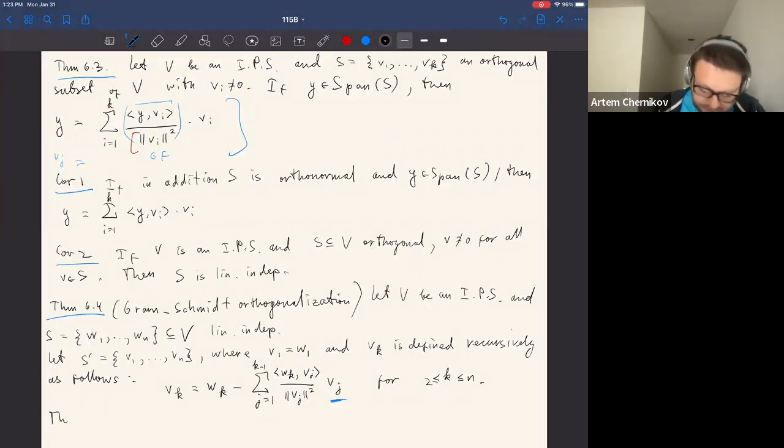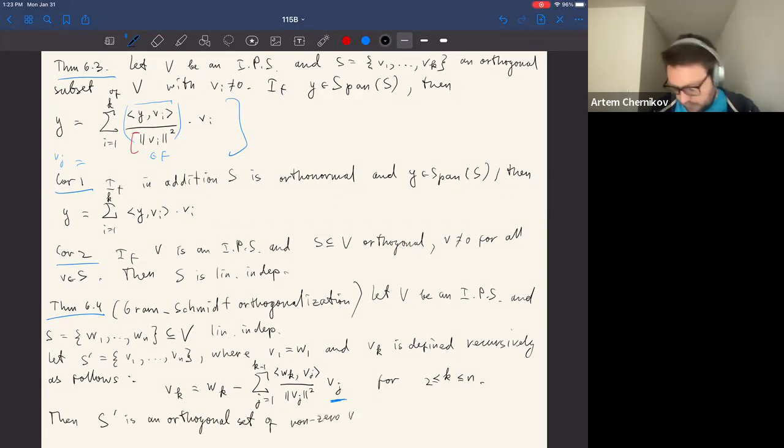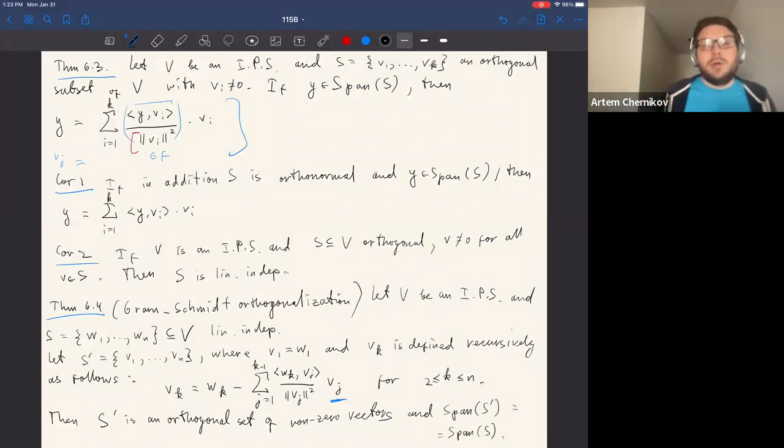And then the theorem says that this new set, S prime, is an orthogonal set of non-zero vectors. Okay. And moreover, the span doesn't change. So the span of S prime is the same as the span of S. All right. Okay, so this is the Gram-Schmidt. Given a set of linearly independent vectors, we can modify it to produce a set of orthogonal vectors without changing the span of this set.